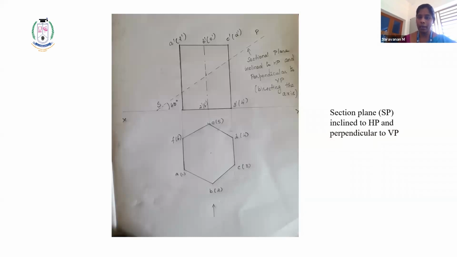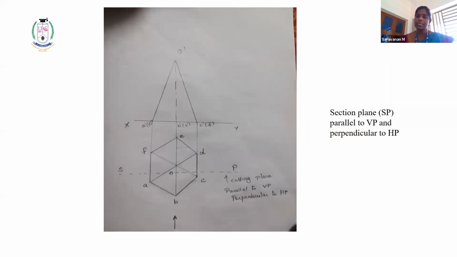So I have drawn here again, inclined to HP means it will be shown on the front view. Okay, so it is cutting the prism, so the top portion will be removed. Okay, the third one, next one, sectional plane parallel to VP and perpendicular to HP. That means, remember, the sectional plane parallel to VP should cut the top view of the solid. That's what is shown here.